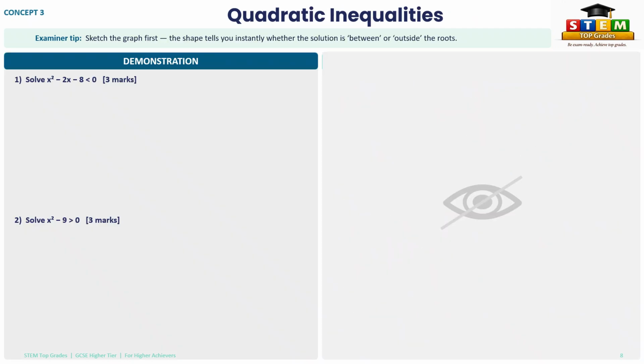Concept number 3, quadratic inequalities. Examiner's tip: you've got to sketch the graph first. The shape tells you instantly whether the solution is between or outside the roots. Let's see how it works. You will notice in the first question that I've picked for you, it says solve x squared minus 2x minus 8 is less than 0.